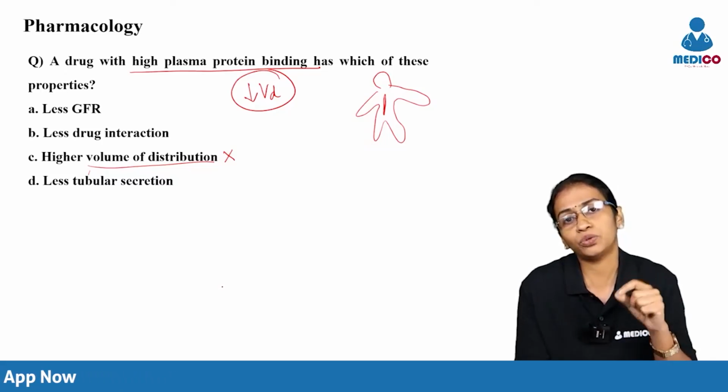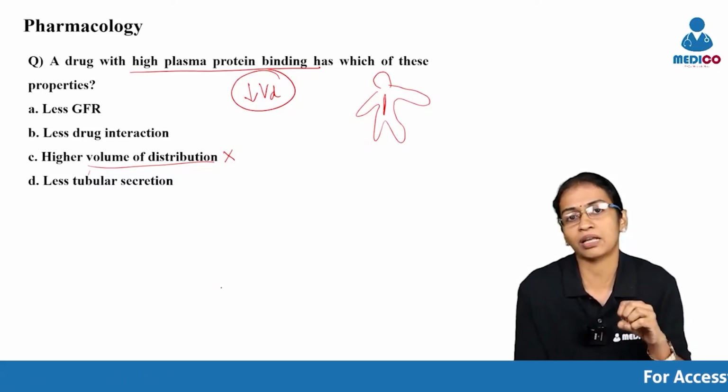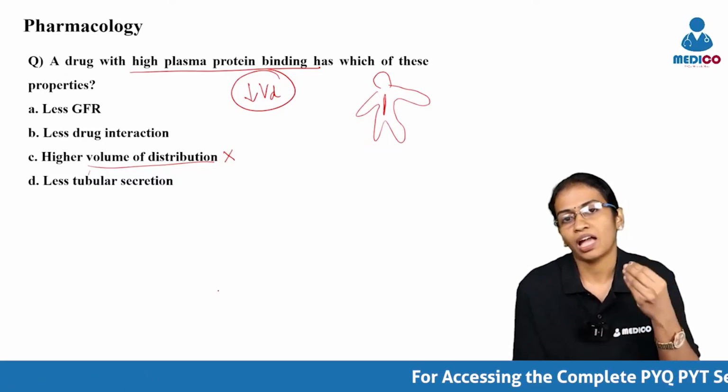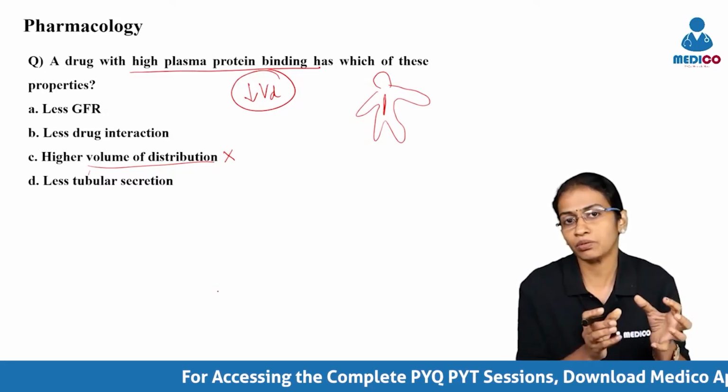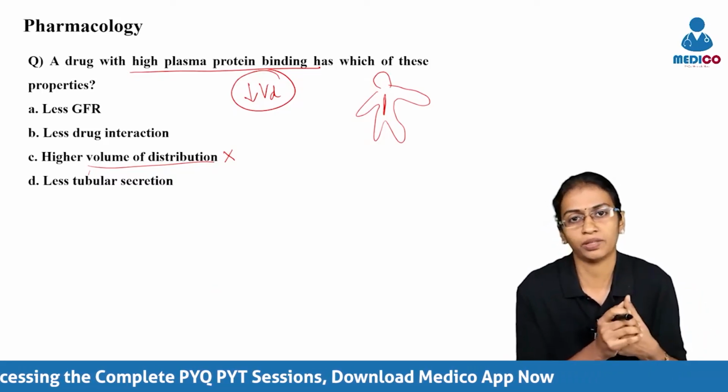Now, if we give two drugs which are highly protein bound, for example, aspirin and warfarin. Aspirin is an NSAID, highly protein bound. Warfarin is an anticoagulant that is also highly protein bound.